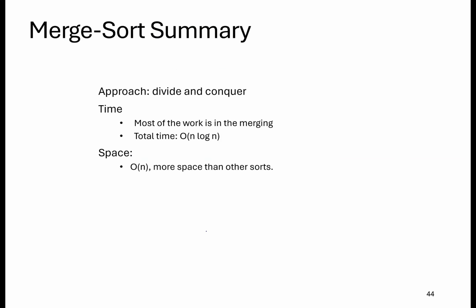So the approach for merge sort was divide and conquer. And as you can see, most of the work was being done in the merging. The total time was order of n log n, and the space was order of n. And this is a drawback of merge sort, because all the other sorting algorithms that you have learned so far didn't need this much space. So this one needs significant extra memory, but the time complexity improves.